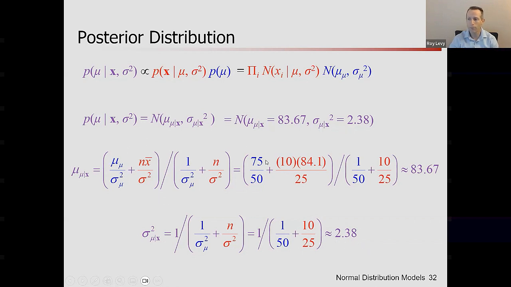Posterior mean says, give me the prior mean of 75, prior variance of 50. Sample size is 10. Mean of the scores observed in the data set was 84.1. Variance of the test scores we said we knew was 25. And then, oh yeah, this term right here is the same as it was down there. Punch it into the calculator, round to a couple of decimal places, we get 83.67.